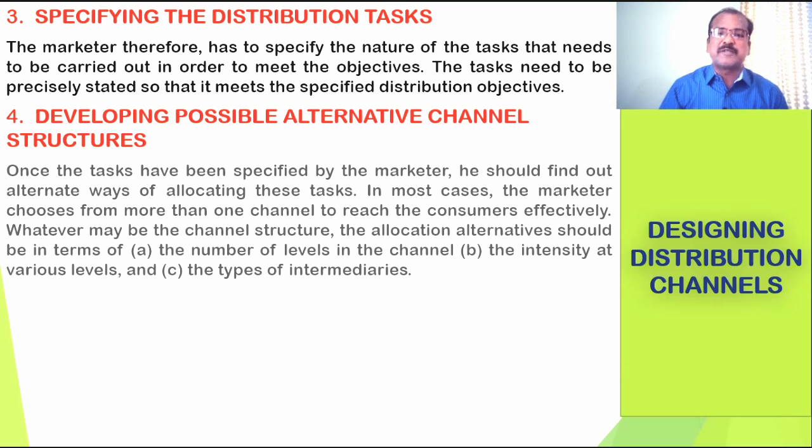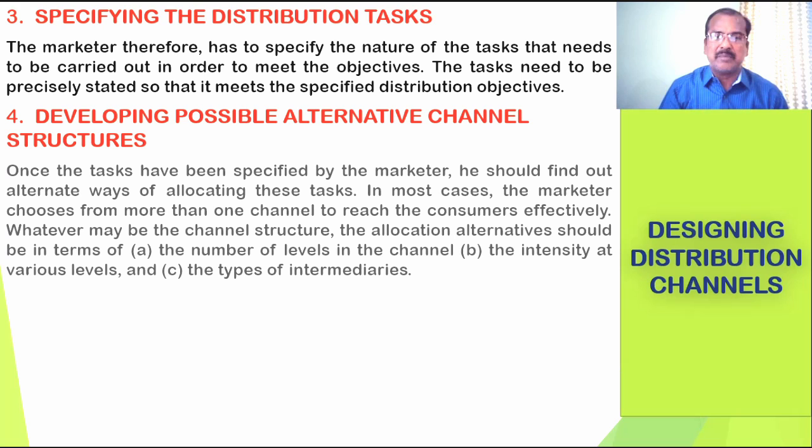Once the tasks have been specified, the marketers should find out alternative ways of allocating these tasks. In most cases, the marketer chooses from more than one channel to reach the consumers effectively. Whatever may be the channel structure, the allocation alternative should be in terms of A, the number of levels in the channel. How many levels you want to have in between you, the company, and the end users of your product. How many levels you want to have in your channel of distribution.